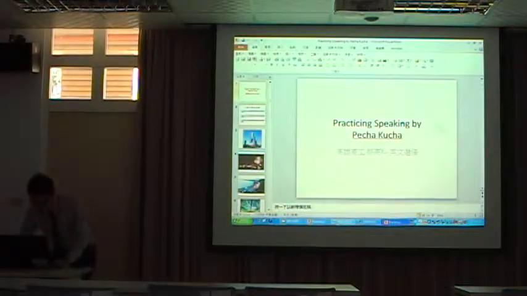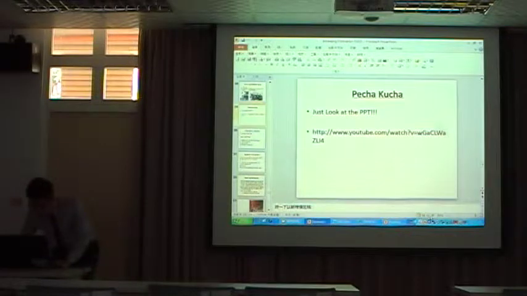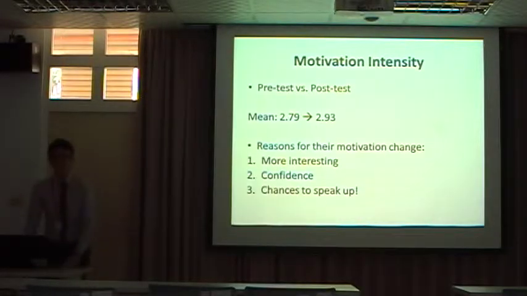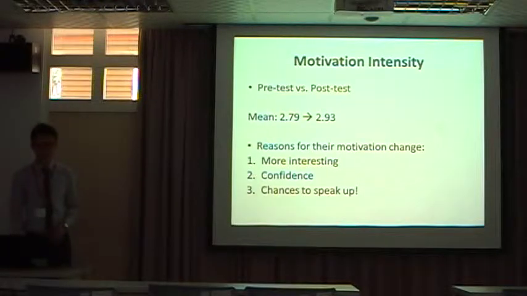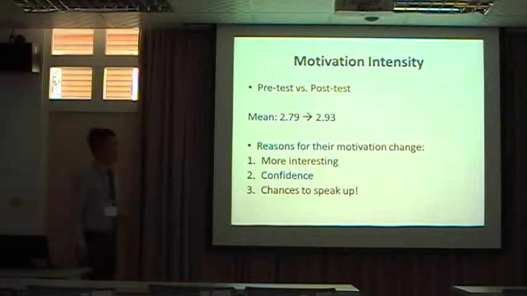So this is the activity. That's all my activities, and finally I will talk about the findings. As I mentioned, I did a pre-test and post-test, trying to assess my students' motivation intensity. From the pre-test, the mean score is 2.79, and the post-test 2.93, on a Likert 5-point scale. Because of some flaws in my research design, I could not test the significance levels using the paired sample test.